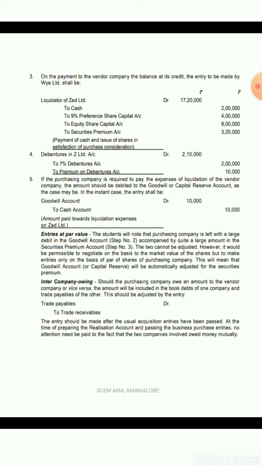Then last entry, see here, purchasing company has met liquidation expenses. Even though the amount of liquidation was 12,500, 2,500 has been met by the selling company and the remaining 10,000 has been met by the purchasing company. Initially, it was met by selling company, but in the later stage 10,000 was reimbursed by purchasing company. So, whatever the amount which has been paid by the purchasing company should be transferred to goodwill account. So, goodwill account debit to cash account, which is for liquidation expenses.